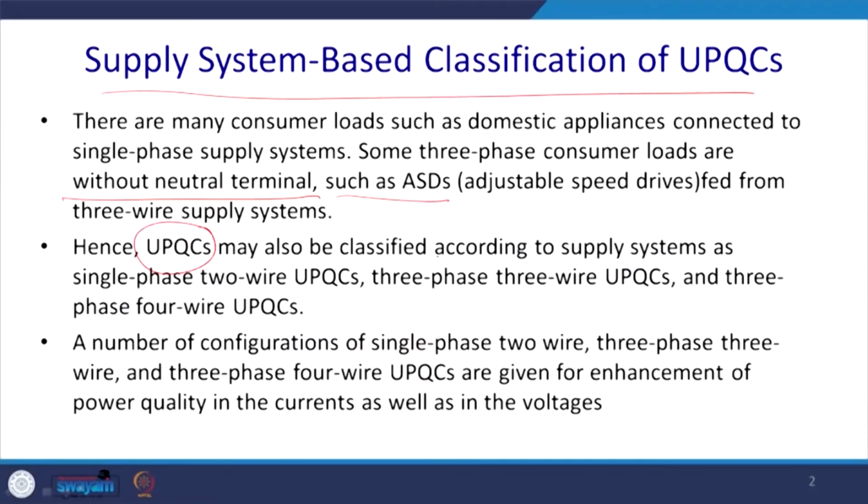For this reason, the classification is according to the supply system: single phase 2 wire, which we have discussed in the chart in detail in our previous class, 3 phase 3 wire UPQC and 3 phase 4 wire UPQC. The number of configurations of single phase 2 wire, 3 phase 3 wire and 3 phase 4 wire system UPQC are given for the enhancement of power quality in the current as well as the voltages. We require to find out what is the source of the harmonics or the disturbance.